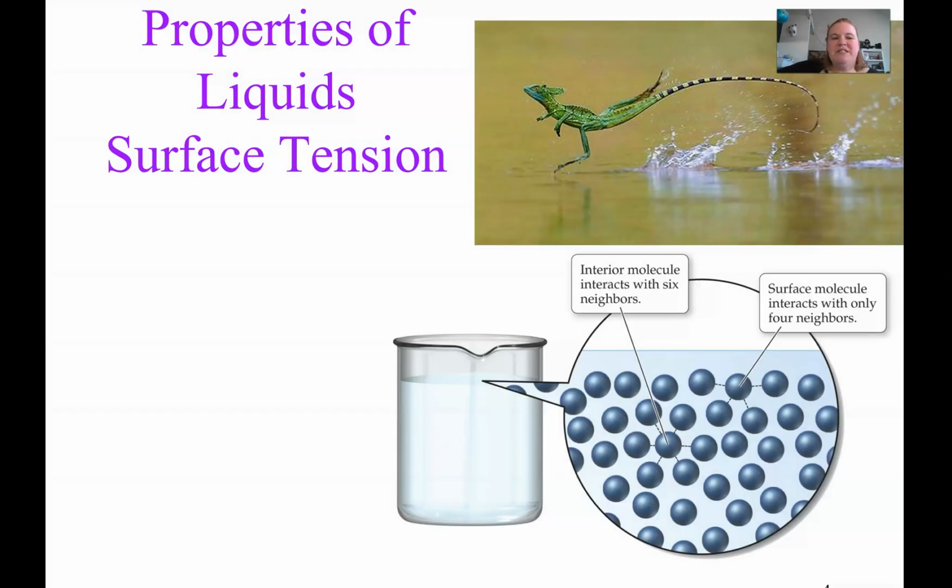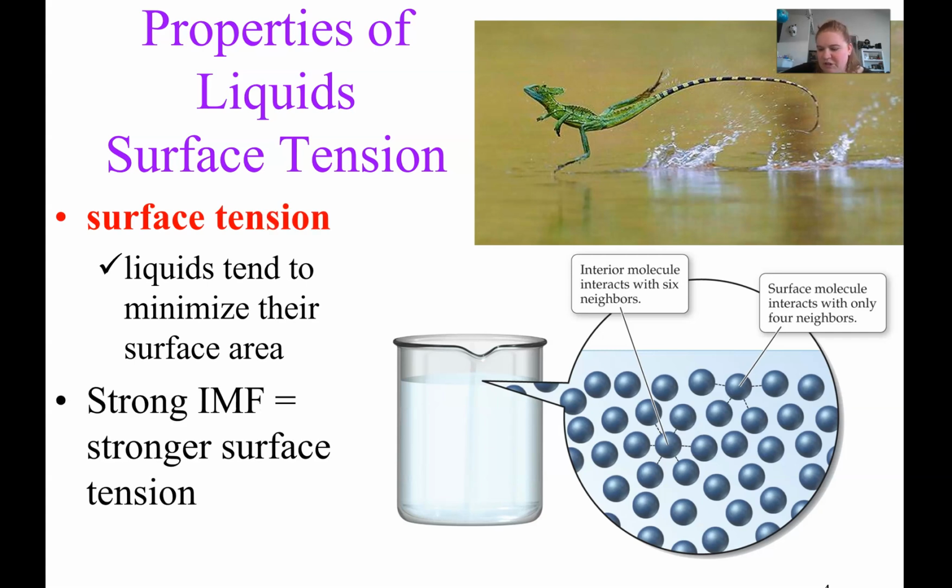So we're going to talk about some of the specific properties that go along with liquids. And one of them is surface tension. Surface tension is the ability to minimize surface area. So this is the reason why you'll see water droplets actually form like a half sphere, like on your windshield or on a leaf. It's also the reason why our little lizard friend up here can run on water. And the reason behind this is intermolecular forces. That's going to be kind of our go-to answer in this chapter.